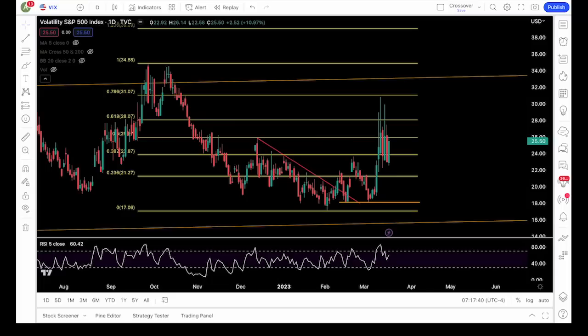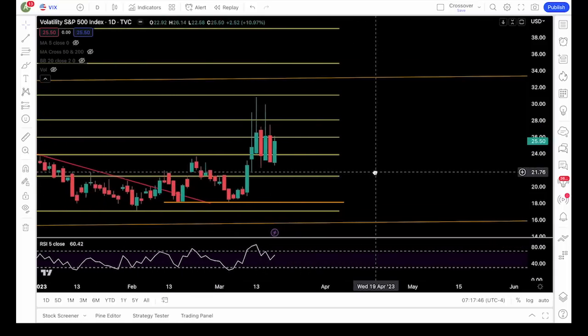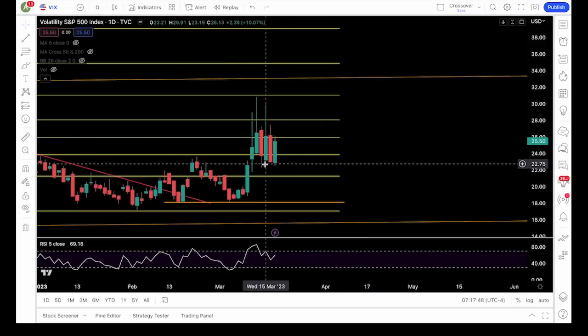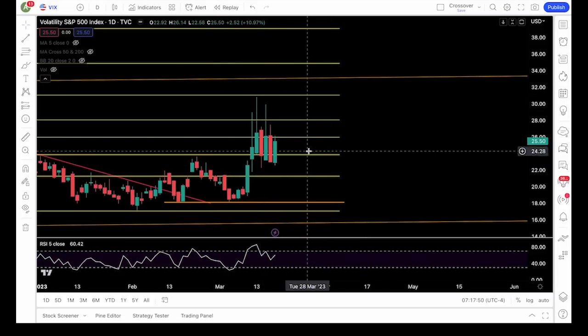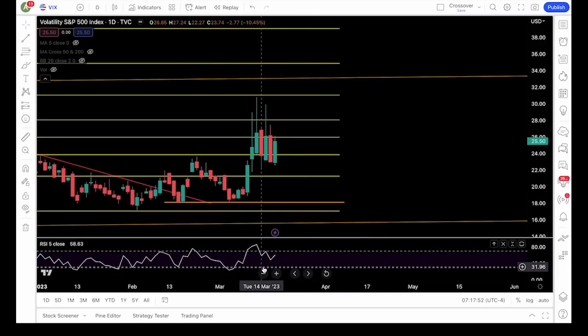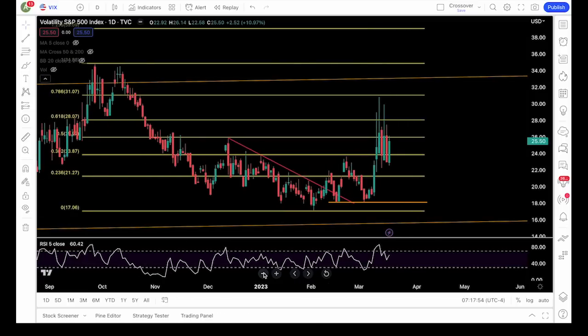All right, now let's take a look at some inverses. You see here that the VIX has been chopping. Got a bunch of candles side by side. It's going up one day, going down another day, up, down, whatever. But as of right now, we still have to pay attention to the levels.